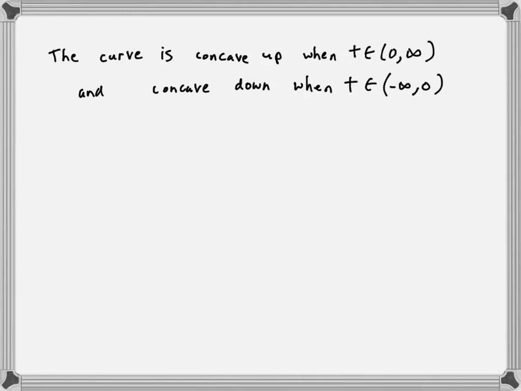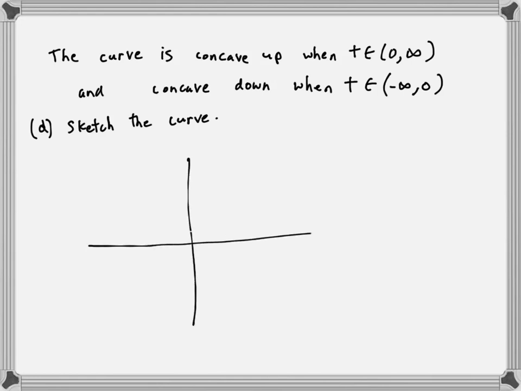We finished part C, and so part D says to sketch the curve. Okay, we now know a lot of information, so we should be able to sketch this curve without much of a hitch, okay? So let me draw a picture here of our coordinate system.